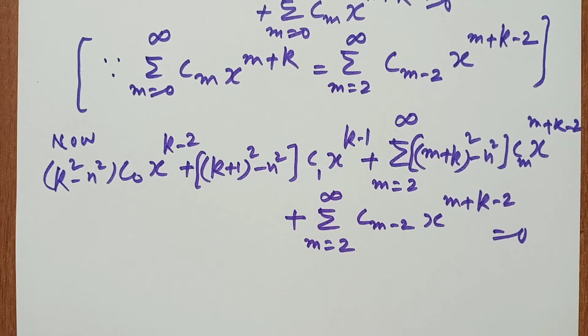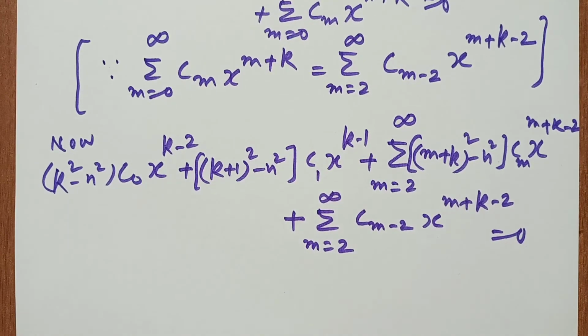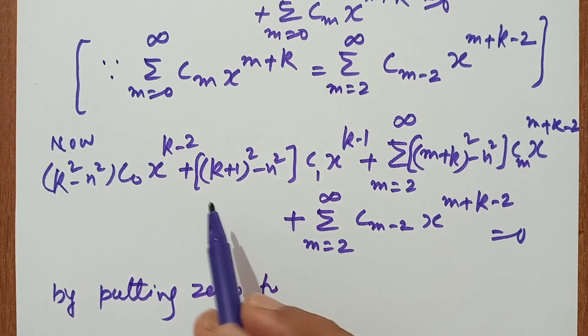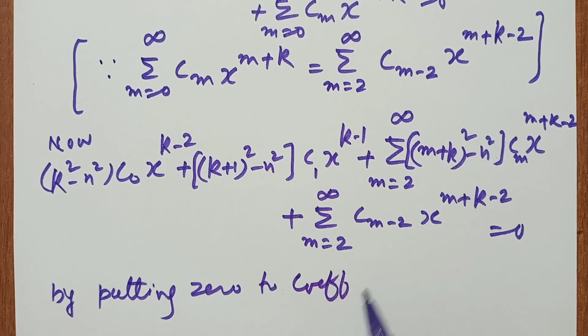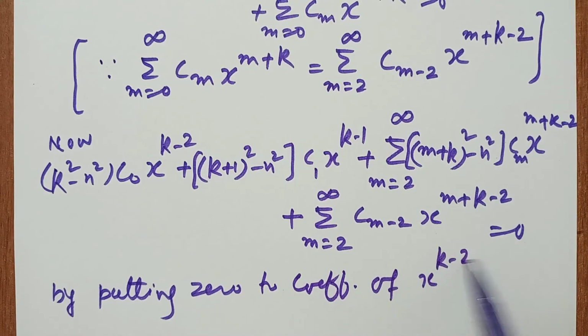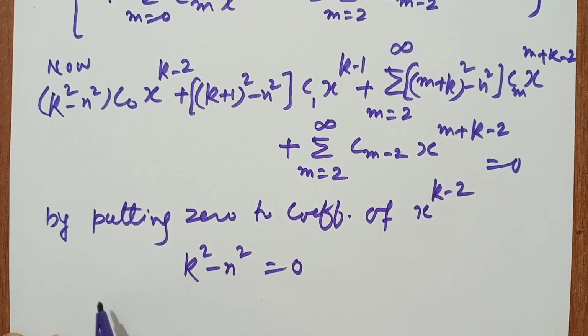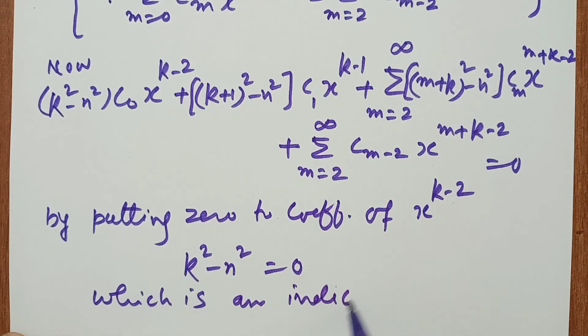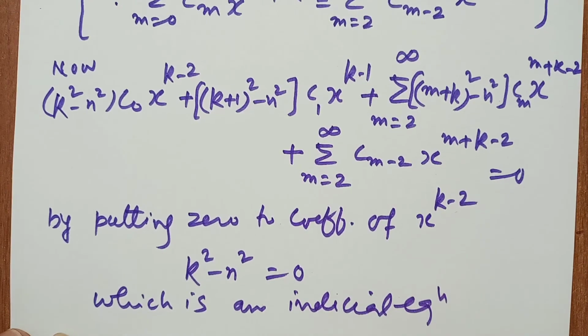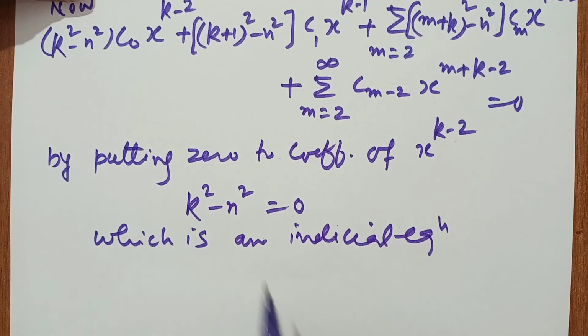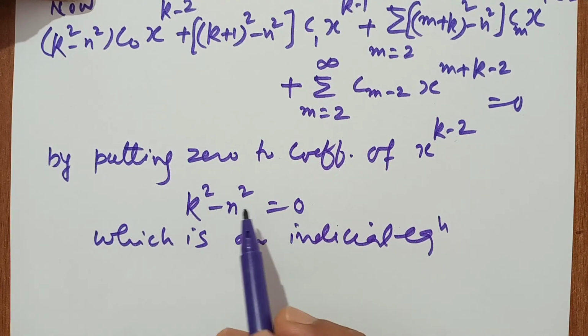Okay, so now we obtain the initial equation. By equating to 0 the lowest degree term of x, meaning the coefficient of x to the power k minus 2, we get k square minus n square equal to 0. So this is the initial equation. As we know, what is the property of the initial equation? This is second degree in k, so we get the values of k.